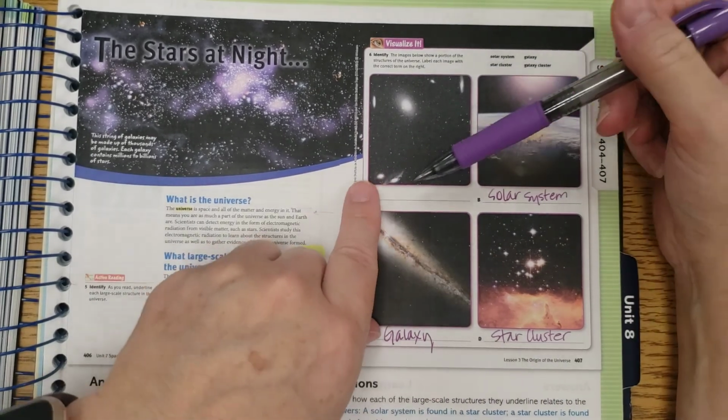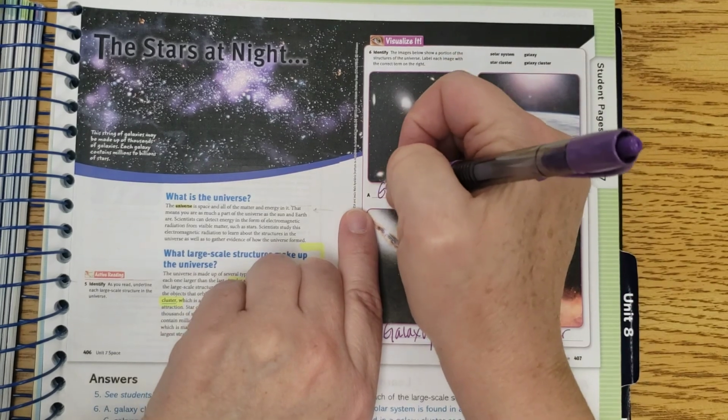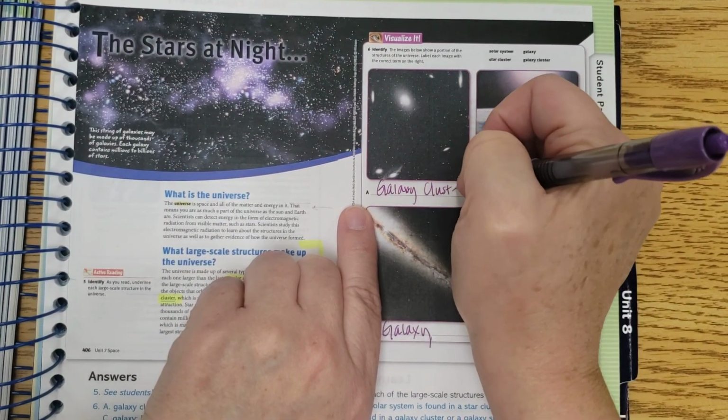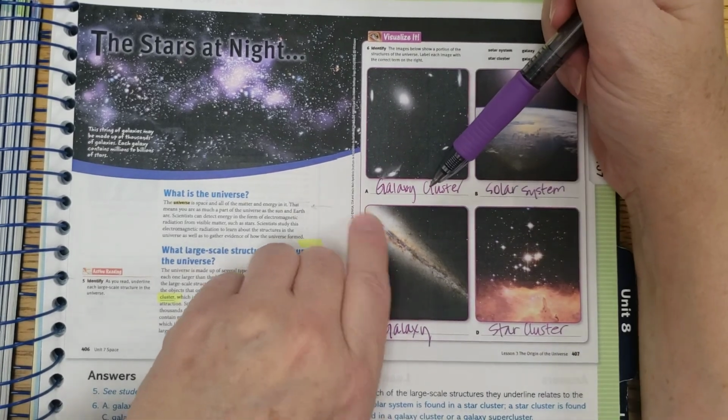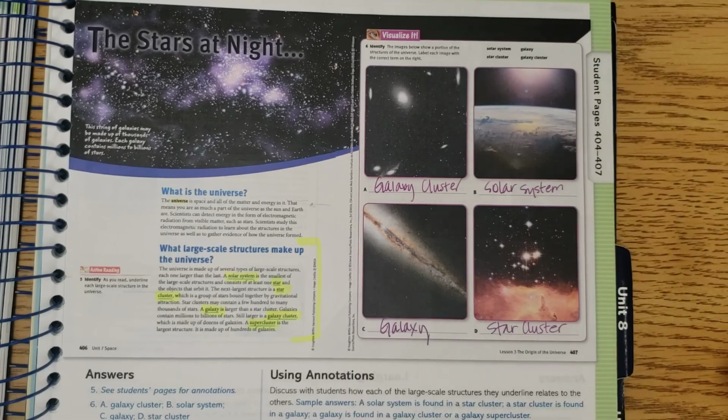So it looks like alien spaceships that might be glowing. These are going to be left with our galaxy cluster. So A, galaxy cluster, B, solar system, C, galaxy, and D, star cluster.